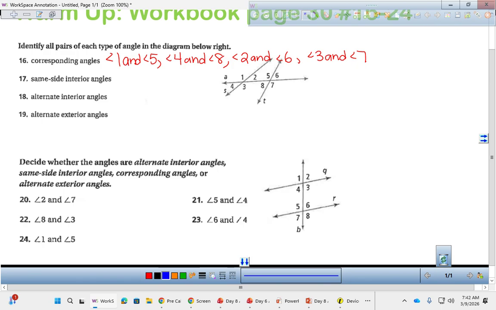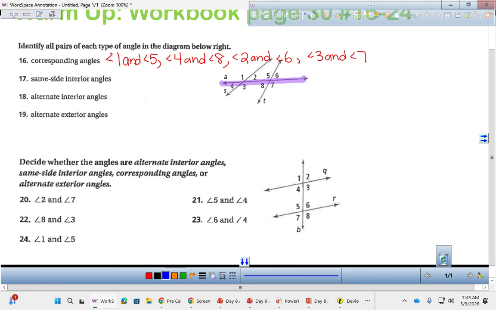Same side interior means they're on the same side of the transversal. The transversal is the line that's intersecting the two lines. So this is the transversal because that's the only line in this picture that's intersecting two lines. So these angles need to be on the same side of that line, so either both on the top or both on the bottom. And they need to be on the inside. So remember, inside is like you can't get out, like there's walls around it. So my inside angles are 2, 5, 3, and 8, right? Because they're being blocked in by these lines.